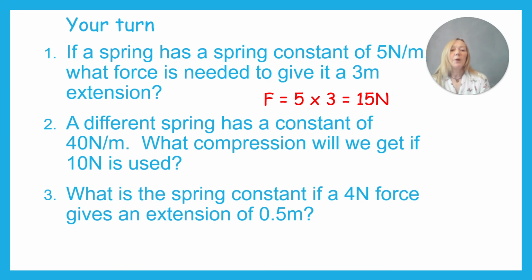So in the first question, it was just a straightforward case of picking out the spring constant and the extension and then plugging them into the equation. Force equals 5 times 3, which is 15 newtons. In the second question, they've asked you to find out what the compression was. And so using your triangle, you should be able to rearrange the equation to make extension equals force divided by spring constant. And in this case, the extension would be 0.25 meters.